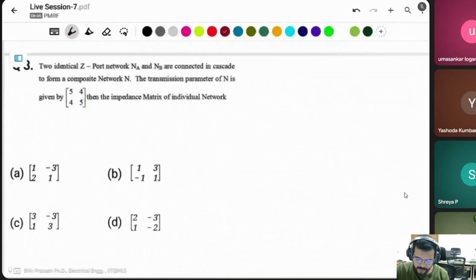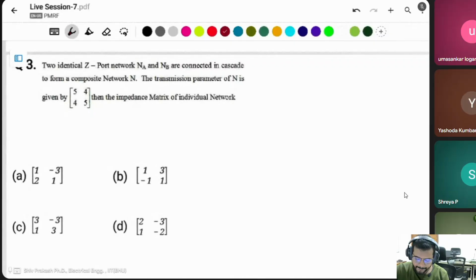Okay, next one. Two identical Z port networks. It means Z parameter networks Na and Nb are connected in cascade to form a composite network N. The transmission parameter of N is given by this one, 5, 4, 4, 5. Then find the impedance matrix of the individual network.